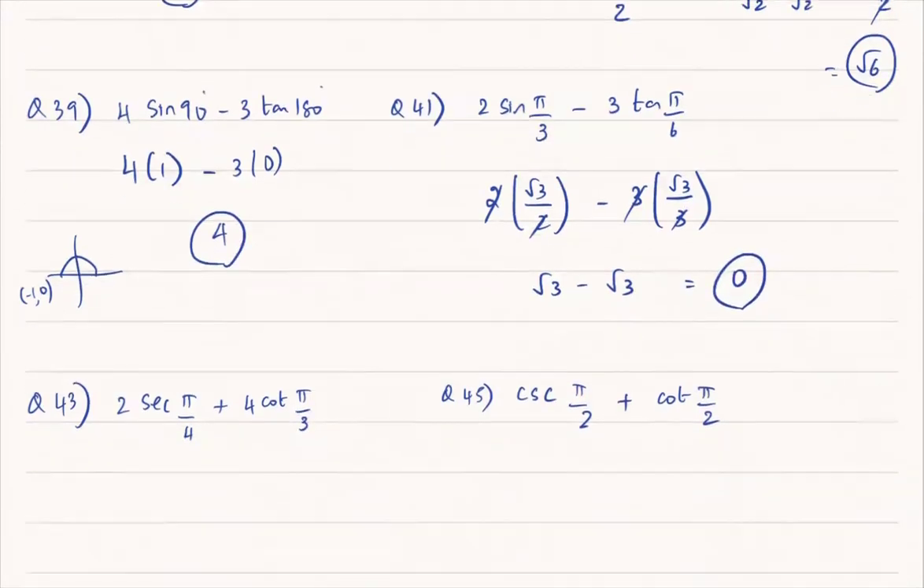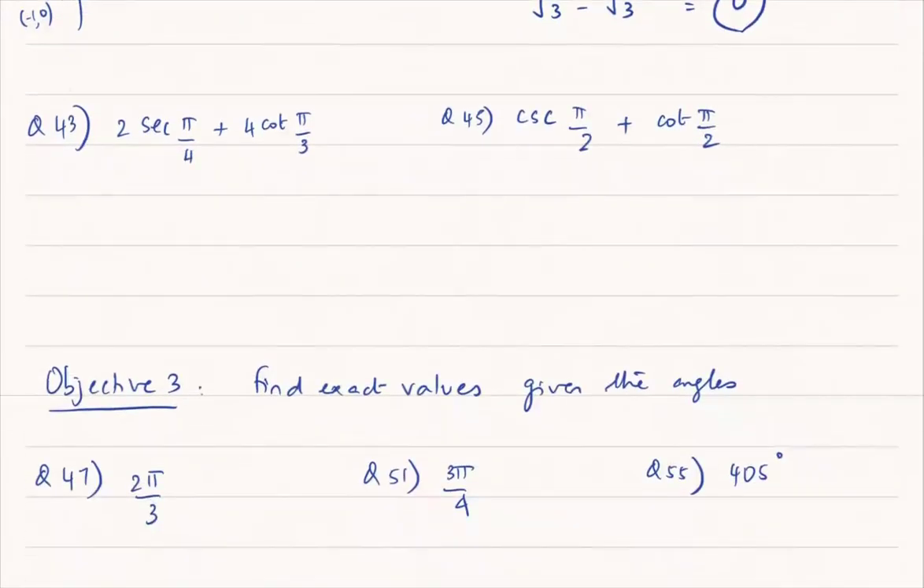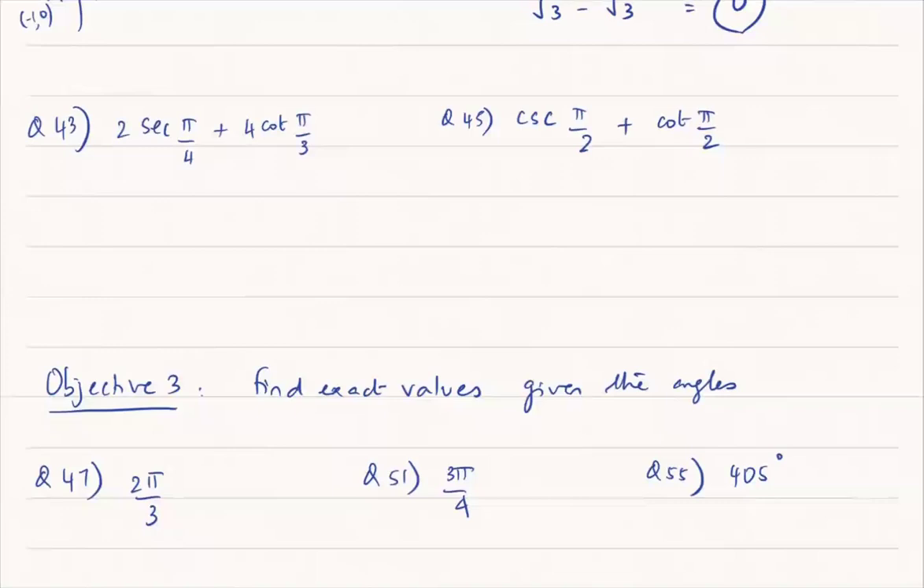2 secant pi over 4. Secant pi over 4 is 1 over root 2 over 2, so that is root 2, plus 4 cotangent pi over 3. Now, tangent pi over 3 is root 3. Cotangent pi over 3 is root 3 over 3. Now you simplify this and leave it like this: 2 root 2 plus 4 root 3 over 3.